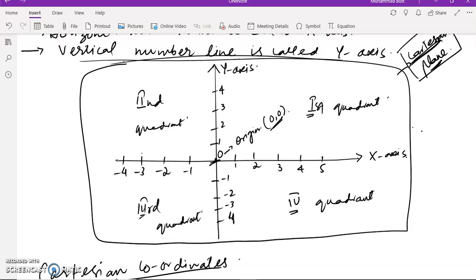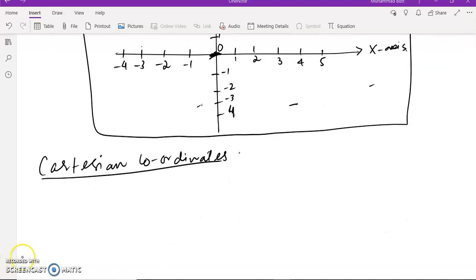Every value on this graph is measured with respect to this origin. We measure every value with respect to this origin, this point O. Now we'll study Cartesian coordinates. Cartesian coordinates consist of two numbers. These two numbers are normally separated by a comma, and parentheses are put around these numbers.